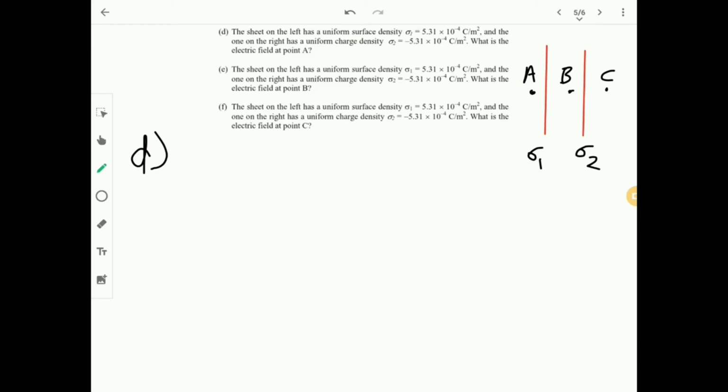E and F. I'm going to skip E now, let's move on to F. Same logic for point C. Since sigma 1 is positive, it will point away. Sigma 2 is negative, it points towards, 0. They both cancel out. Let me just erase this. And now we'll solve part E.